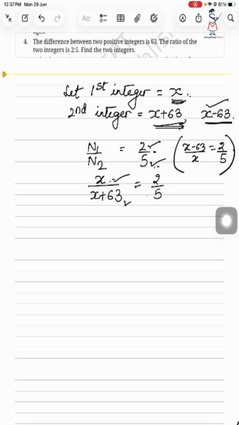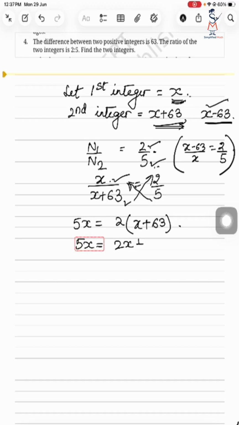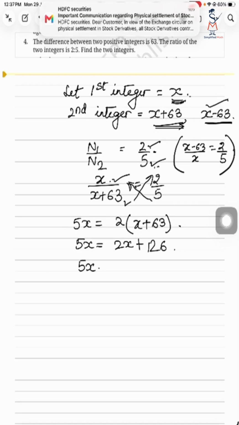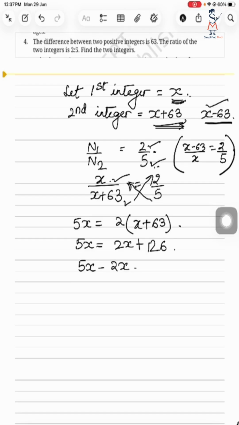Now what we will do, we will cross multiply the two ratios like this. This will become 5x is equal to 2 times x plus 63. This will become 5x is equal to 2x plus 63 into 2, that is 126.